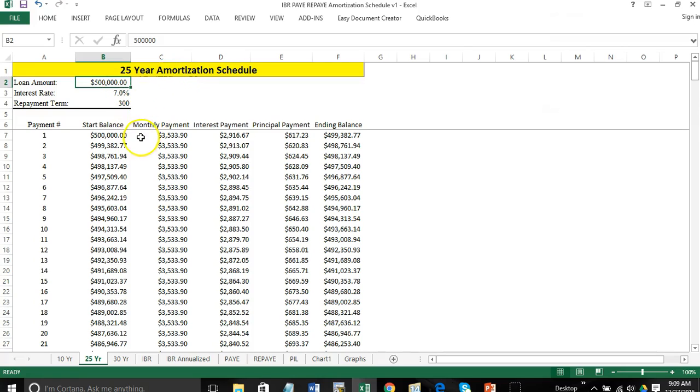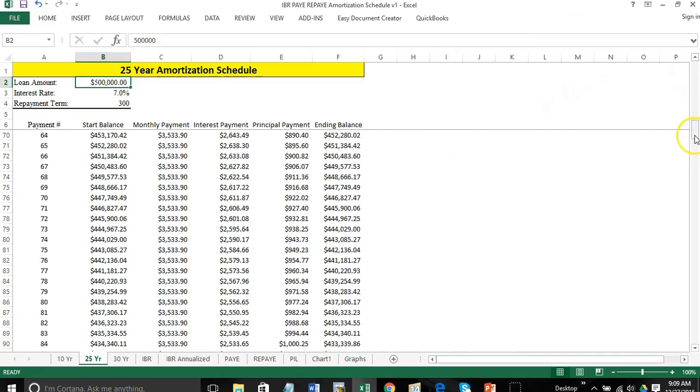So an option could be to extend that repayment plan to a 25-year repayment schedule. Same terms here. Your monthly payments would drop to about $3,500, or about $2,300 less per month than the 10-year standard payment amount. Same first interest payment, but only about $600 of that monthly payment gets applied to the principal. So you have an outstanding balance of about $499,400 after one payment.